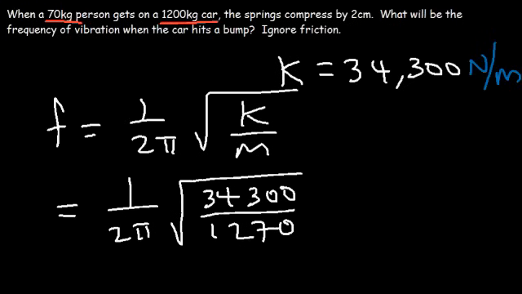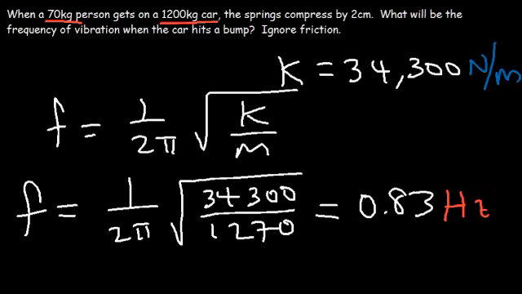34,300 divided by 1270 is about 27. And the square root of 27 is about 5.2. And if you divide that by 2 pi, you should get a frequency of 0.83 hertz. So that's it for this particular problem.